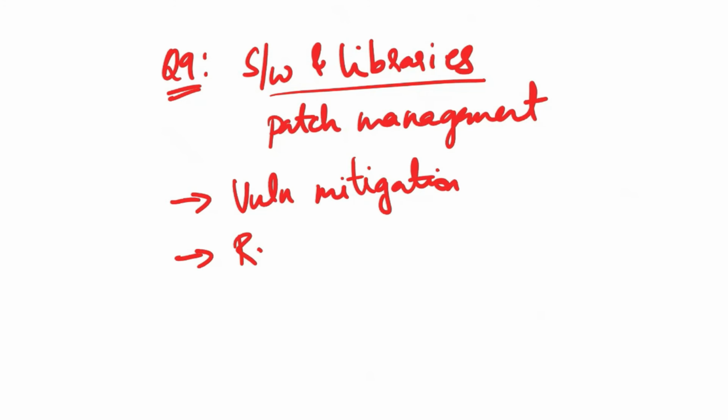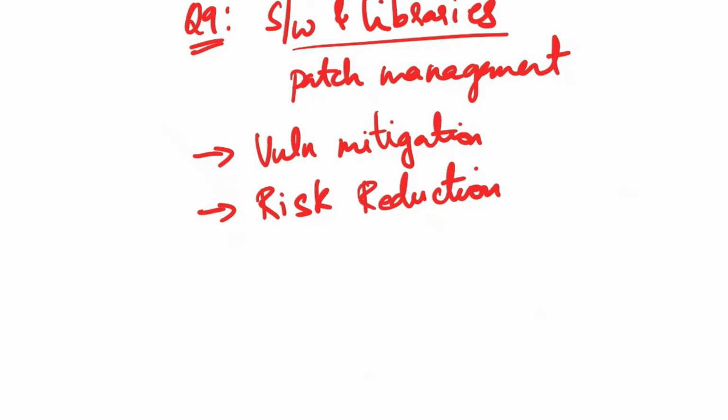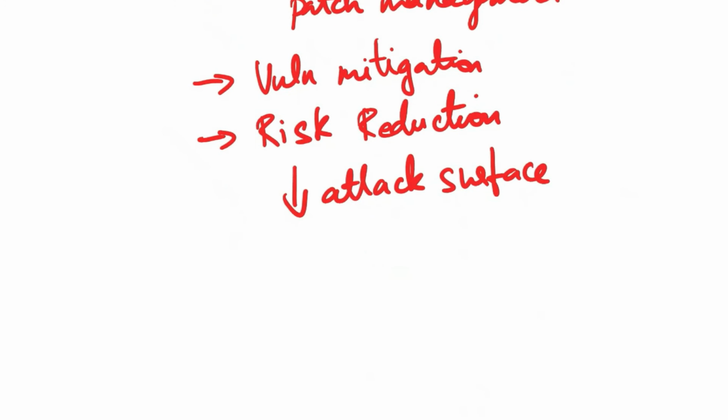Next one is risk reduction. Outdated software and libraries represent a significant security risk. Attackers actively search for known vulnerabilities to exploit. By keeping software up to date, you reduce the attack surface and the risk of falling victim to known preventable threats. Next is data protection.